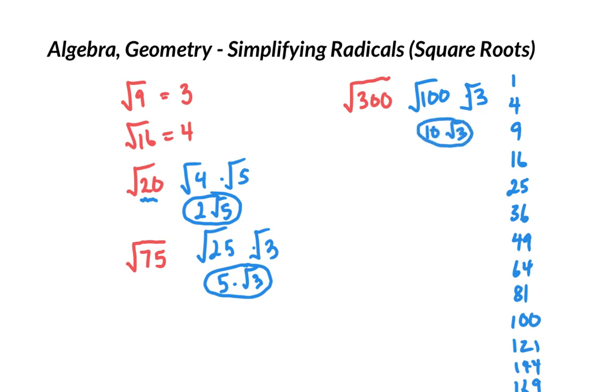So again, my suggestion is always look at the number, if it's not a perfect square, that is, and go to your list about halfway. 10 was half of 20, and just work your way down. Which perfect square will go into it? 75 started right in here. 25 was the first. 300 started in here and we just worked our way to 100.